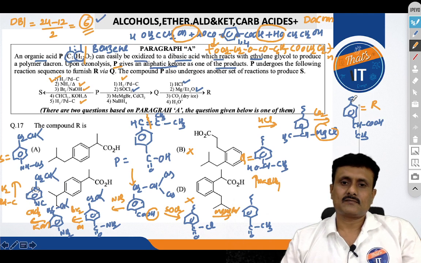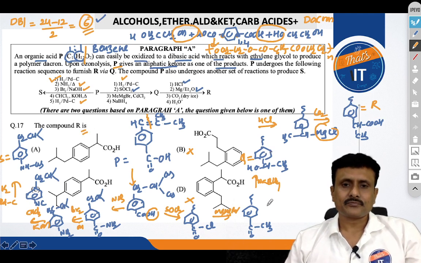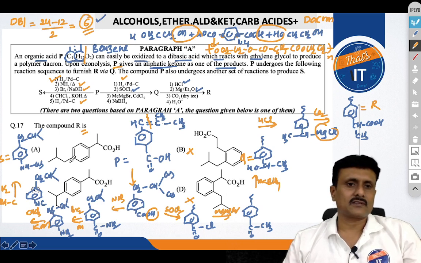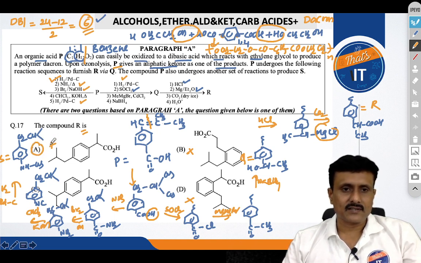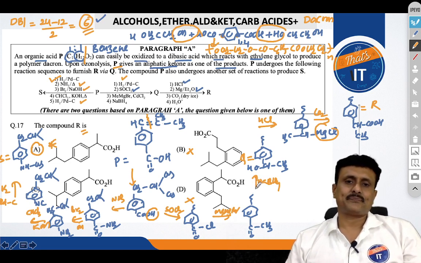So compound R is, let's check. You should have 1,4 substitution, CH, CH3, then what is this tail? CH2, CH, CH3, CH2. So option A is perfectly matching the question, right? Beautiful question, isn't it?